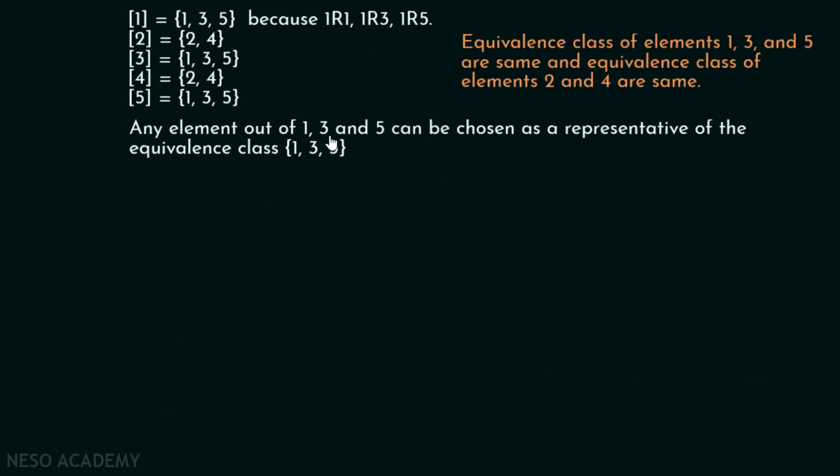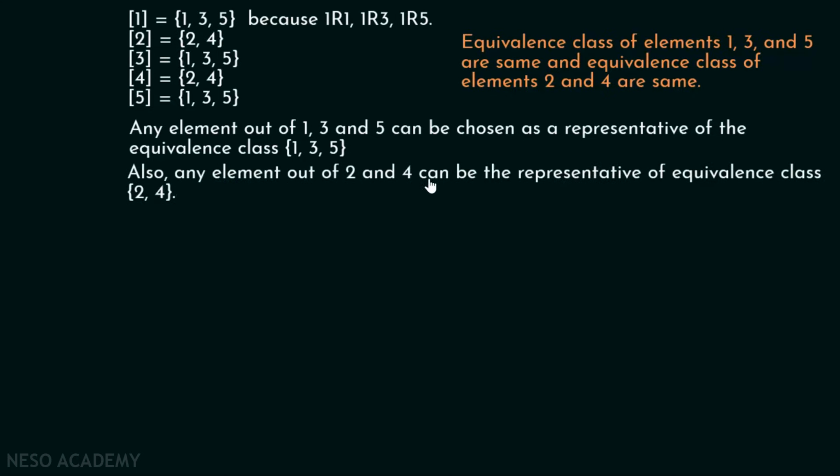Any element out of 1, 3 and 5 can be chosen as a representative of the equivalence class 1, 3, 5. You might be wondering which element can be chosen as the representative of this equivalence class. You can choose any element as a representative of the equivalence class. That is not a problem because we know that 1, 3 and 5 are related to each other. So there is no problem in selecting any element out of these elements to make it a representative of this equivalence class. Also, any element out of 2 and 4 can be the representative of equivalence class 2, 4.